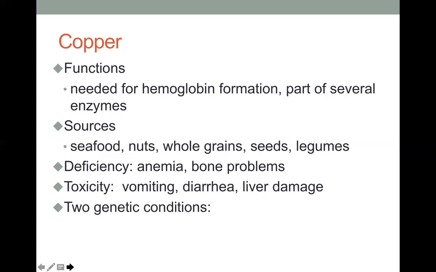For people with Menkes disease, they often have to get IV copper injections. And then there's something called Wilson's disease where too much copper accumulates, and it can accumulate in the liver and the brain.